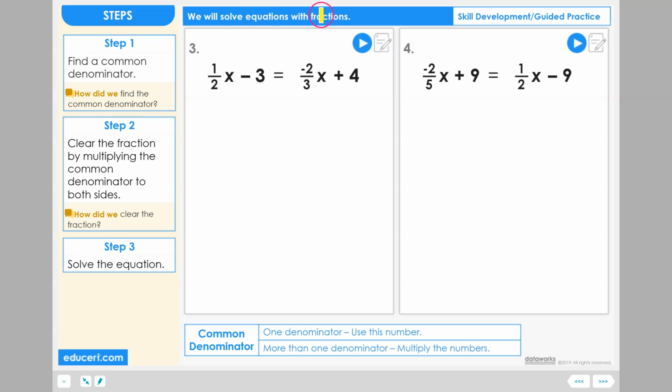Let's solve equations with fractions. Equation number 3. 1/2 x minus 3 equals negative 2/3 x plus 4. Step 1. Find a common denominator.